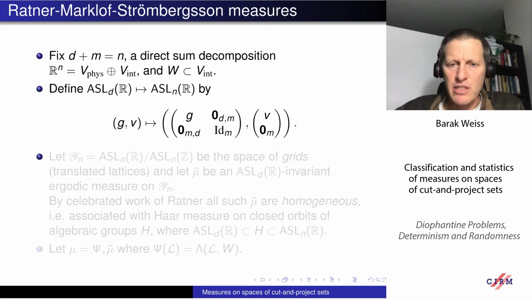Now, with this data fixed, you consider the following embedding of ASLDR, affine maps of d-dimensional space, into ASLNR, affine maps of n-dimensional space. Here's the algebra of the embedding: V is the translation, G is the linear transformation. Geometrically, inside R^n you have physical space as a d-dimensional subspace, and you let the affine map move things in physical space without touching internal space at all, acting trivially on internal space. That's the meaning of this embedding.